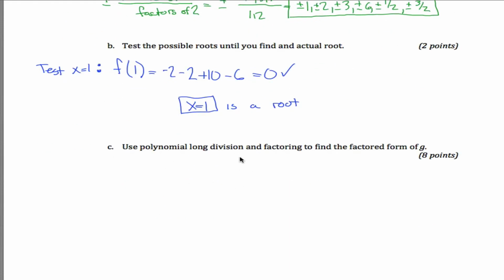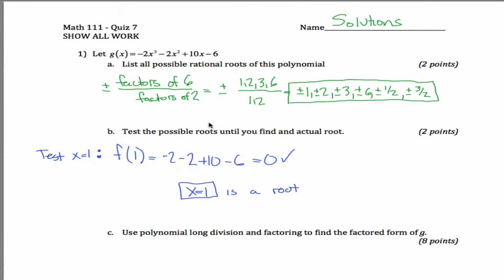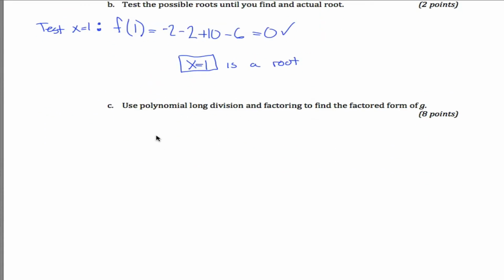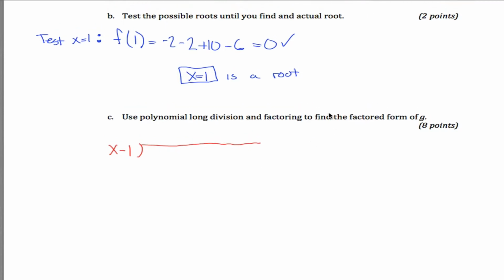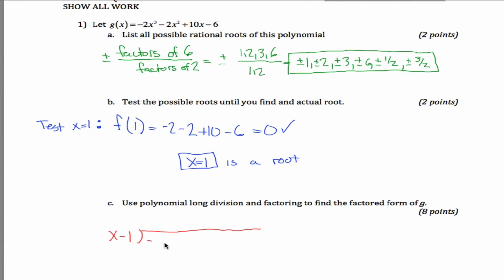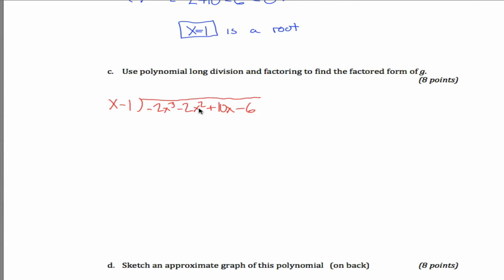Use polynomial long division and factoring to find the factored form of our polynomial, which I guess we're calling g. Well, if 1 is a root, a very important fact is that x minus 1 must be a factor. 1 is a root of the polynomial, x minus 1 is a factor of the polynomial. So I got x minus 1 divided by -2x cubed minus 2x squared plus 10x minus 6. Note, -2 divides into all of these terms, so I could have factored out -2 before I did polynomial long division. I imagine most people did not think to do it that way, so I'll do it the way I imagine most of you will do it and factor out that -2 next. But just in case you saw that, you were completely right.